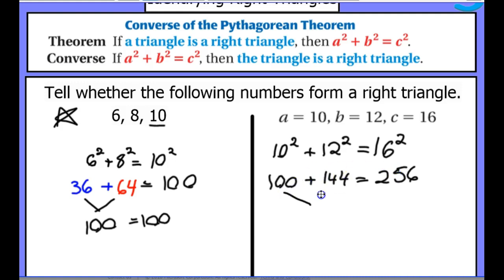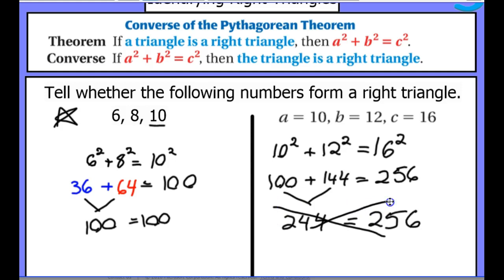So what we need to figure out is if these two equal 256. So 100 plus 144 is 244. 244 does not equal 256. They're different numbers. So we know that this is not a right triangle.